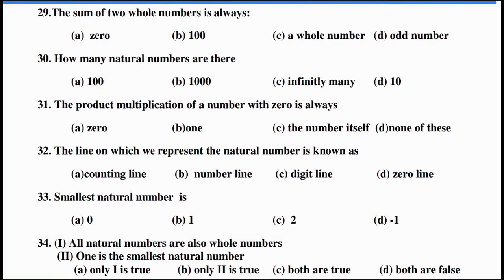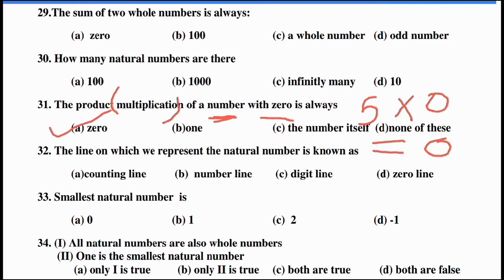Question number 31. The product or multiplication. Here multiplication is in the brackets. Product of a number with 0 is always, if we multiply any number with 0, then answer is 0. So here it is given in option A.